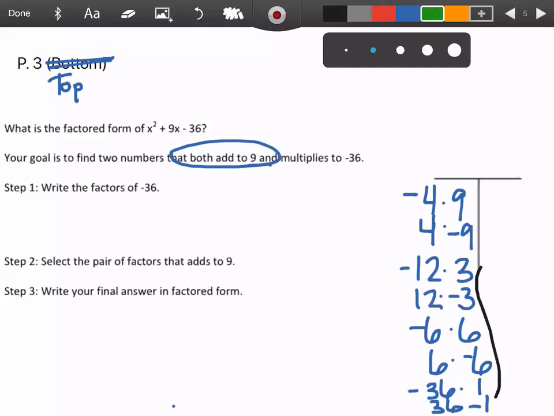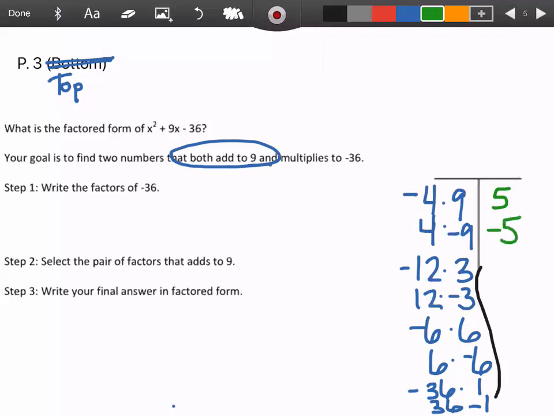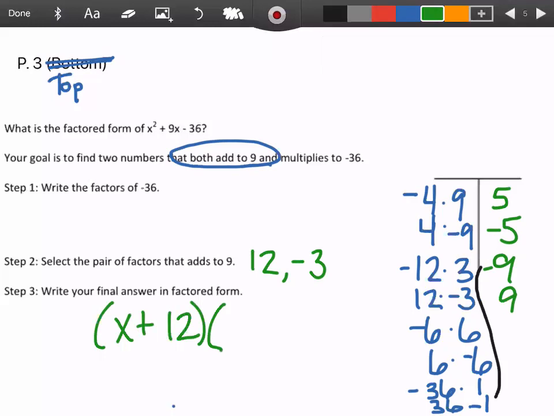So negative 4 plus 9 is 5. 4 plus a negative 9 is negative 5. Negative 12 plus 3, that's negative 9. 12 plus negative 3, that is 9. And that is what we're looking for. So the 2 factors that add to 9 are 12 and negative 3. So our answer is x plus 12. And notice how since we have a negative sign here, we're going to have x minus 3. And that's our last example for today.